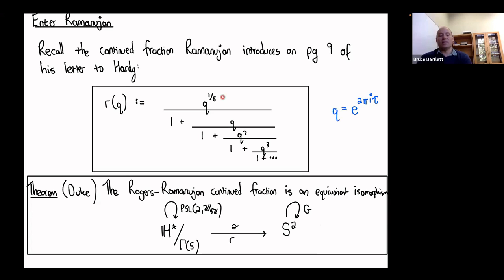Just to be clear, when I'm making the statement, I'm thinking of q as being e^(2 pi i tau). That's how I can say that R is a map from here to here. That's subbing tau in the upper half plane, q equals e^(2 pi i tau), into this formula. Okay.